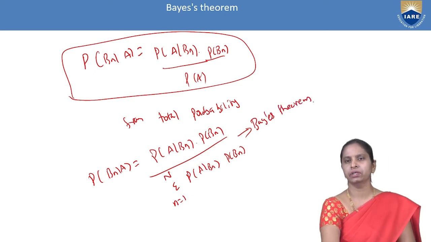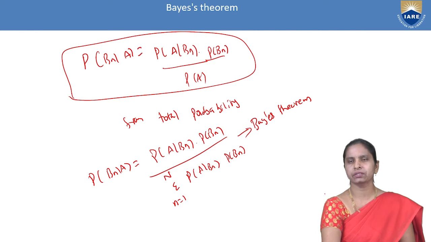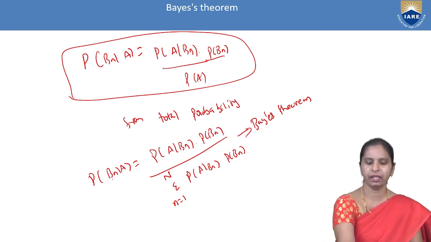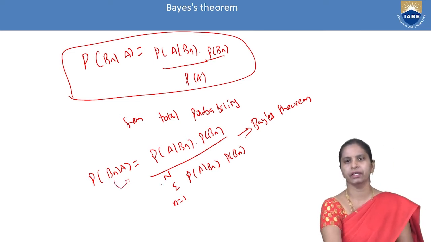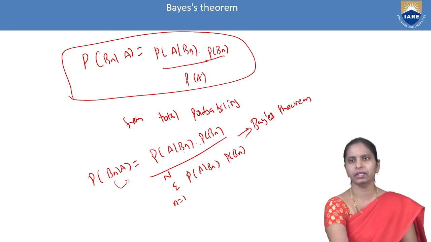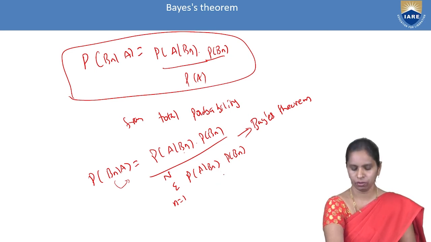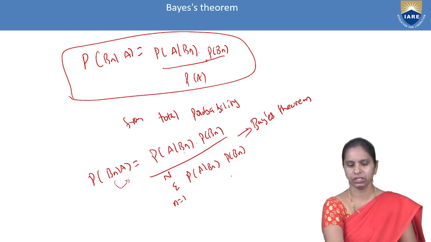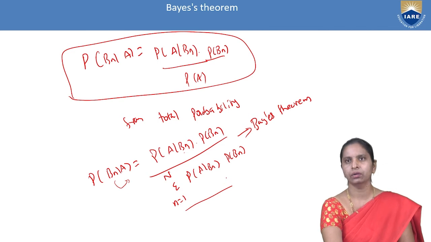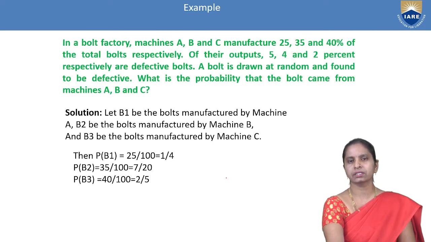So what is Bayes theorem? If B1, B2, B3 and so on up to Bn are n mutually exclusive events, then the conditional probability of the event Bn given the conditioning event A is equal to P of A given Bn into P of Bn divided by P of A. What is P of A? The sum over n equals 1 to n of P of A given Bn into P of Bn. This is the Bayes theorem, which is most important to calculate probabilities. Let us explain this Bayes theorem with an example.